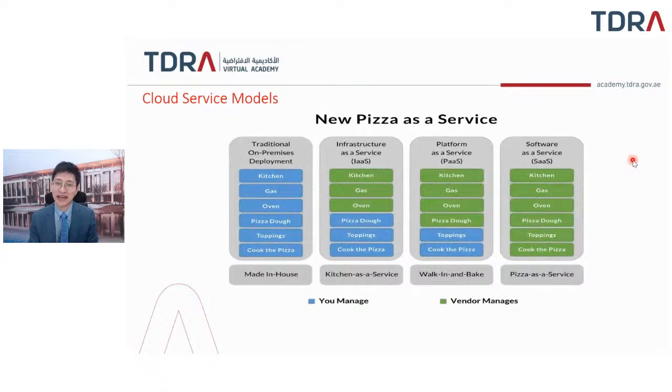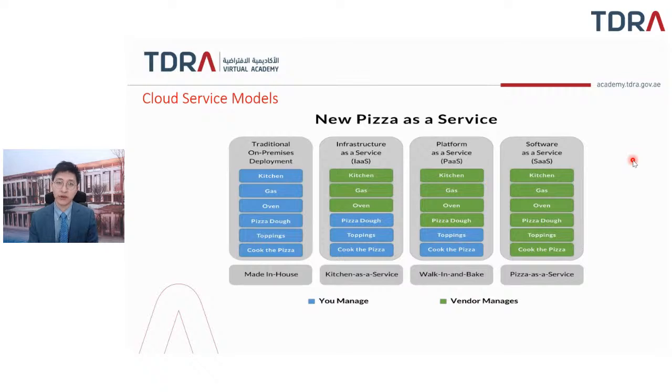Okay, so maybe that definition is a little bit hard to understand. So I'm using another example so you can understand it better. Here we are using this new idea, pizza as a service. So think about it. You want to get some pizza. There are several ways you can get it, right? On the left one, we can see you prepare everything and you make it at home.